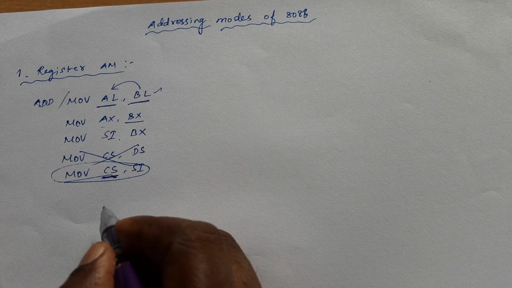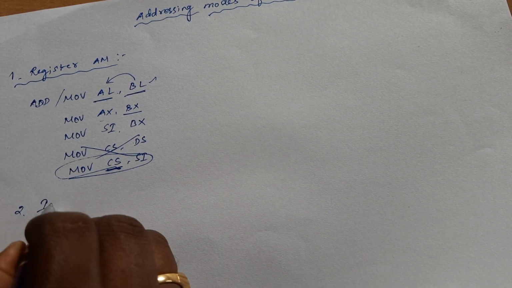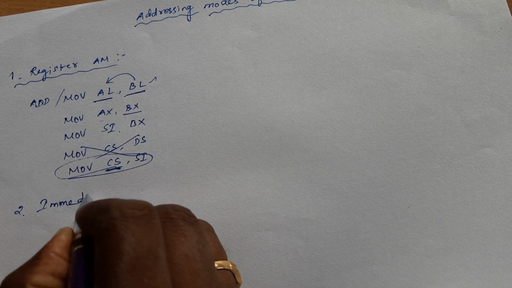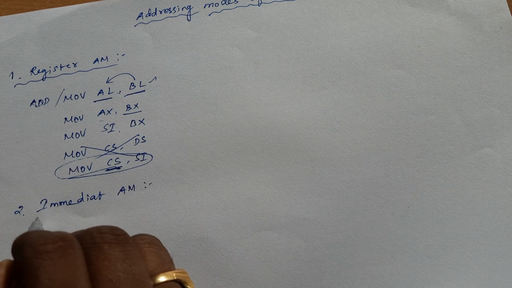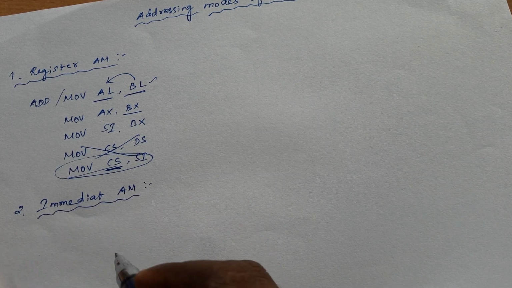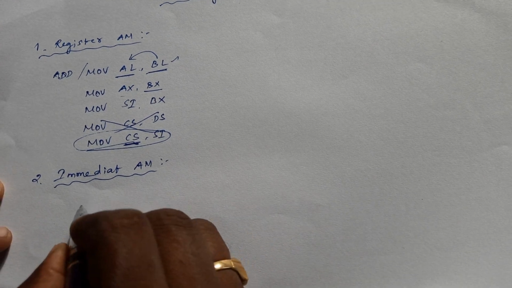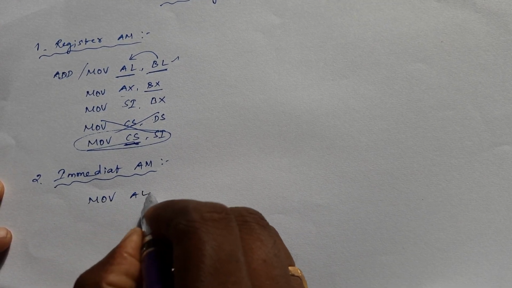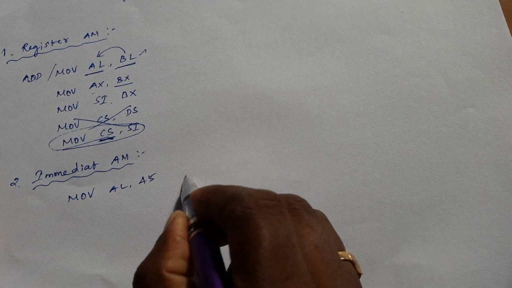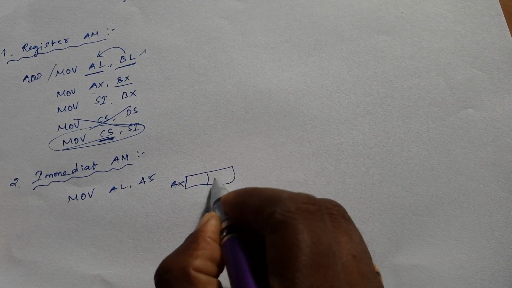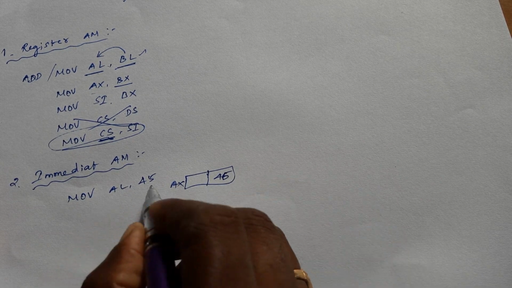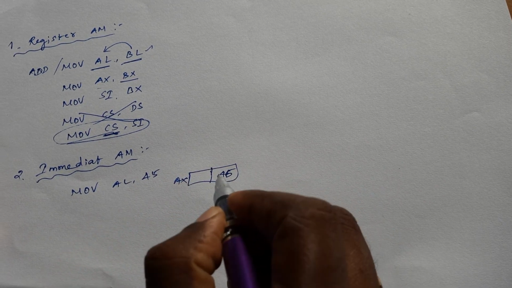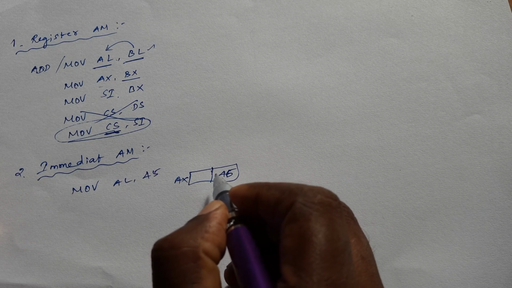Next we'll see the immediate addressing mode. In immediate addressing mode, the operand is available in the instruction itself. For example, MOV AL, 45. The AX register's AL will have this 45. After the execution of this instruction, the 45 data is moved to the AL register.